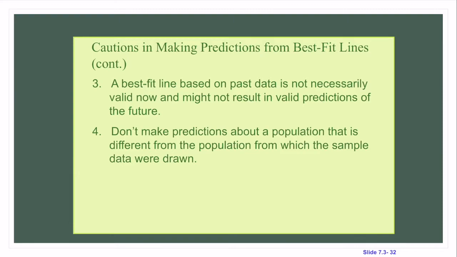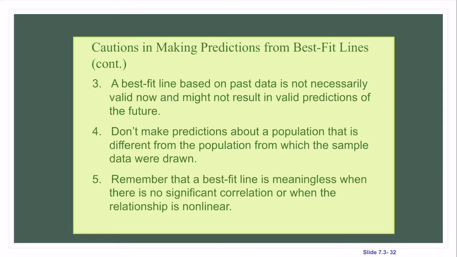And we don't make predictions about a population that is different from the population from which the sample data are drawn. Like if I did a study on the average amount of years donkeys lived, I wouldn't want to say, okay, that's going to predict the average life expectancy for horses, right? Stick to the population that you studied. And remember that the best fit line is completely meaningless when there's no significant correlation or when our relationship is nonlinear. For example, it doesn't follow a line.